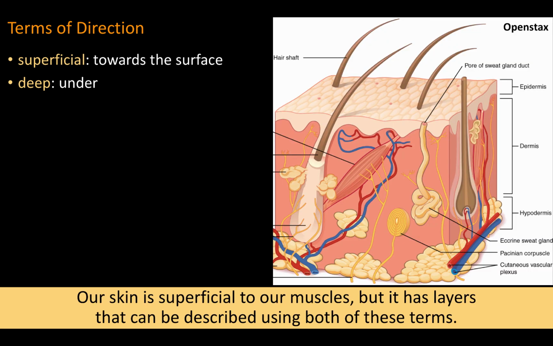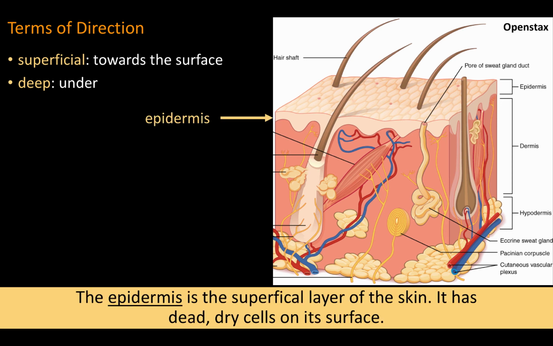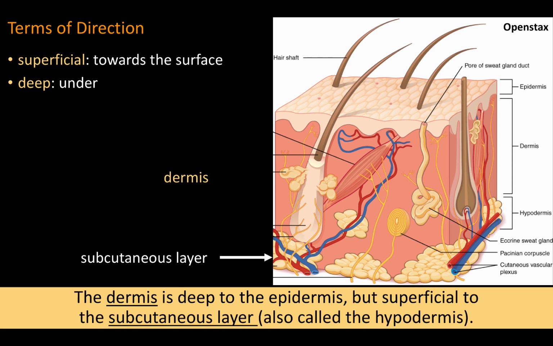Our skin is superficial to our muscles, but it has layers that can be described using both of these terms. The epidermis is the superficial layer of the skin. It has dead, dry cells on its surface. The dermis is deep to the epidermis, but superficial to the subcutaneous layer, also called the hypodermis.